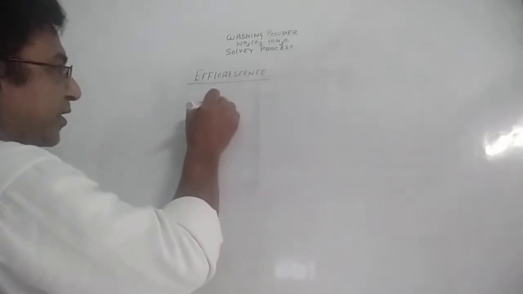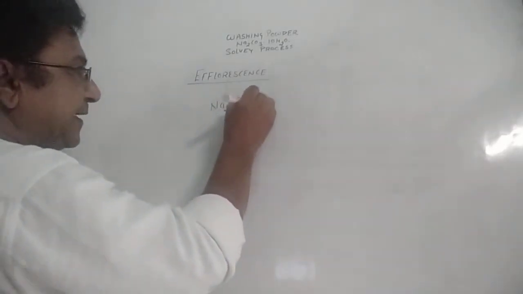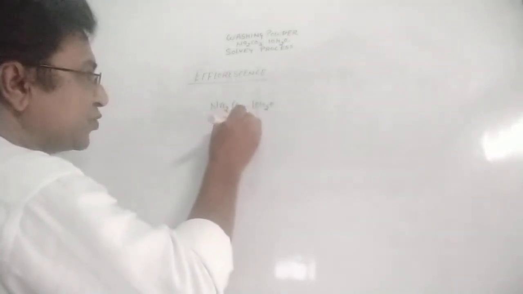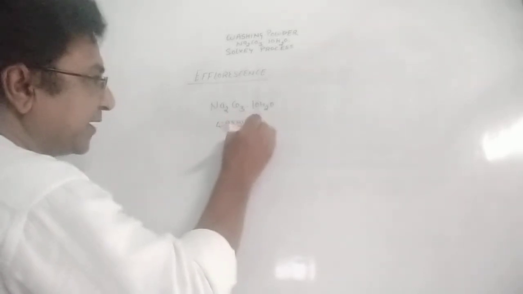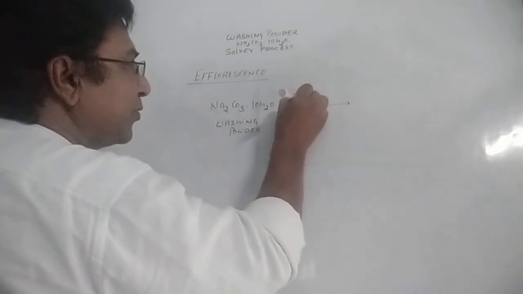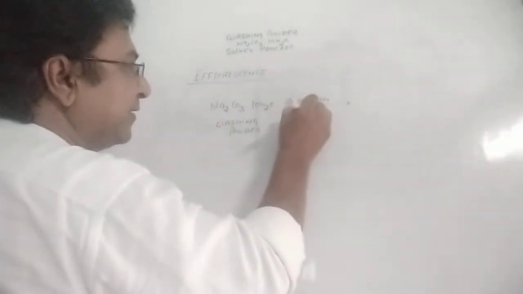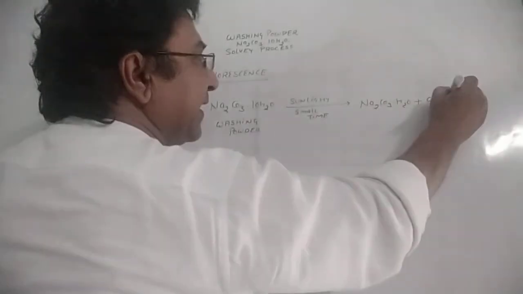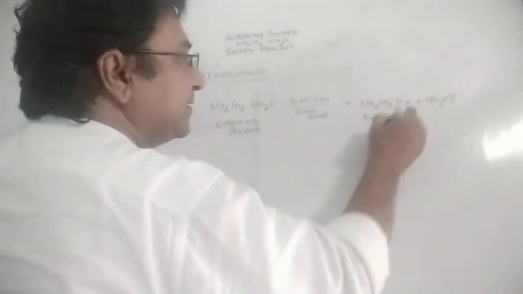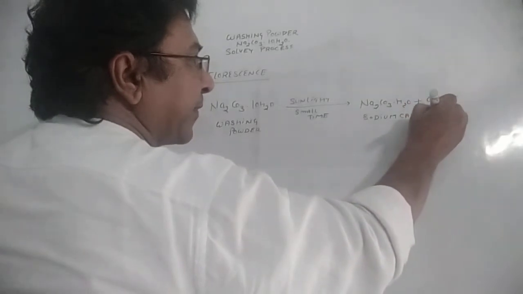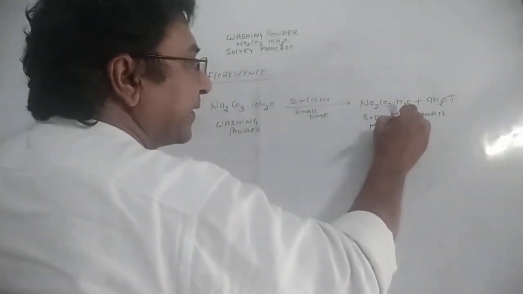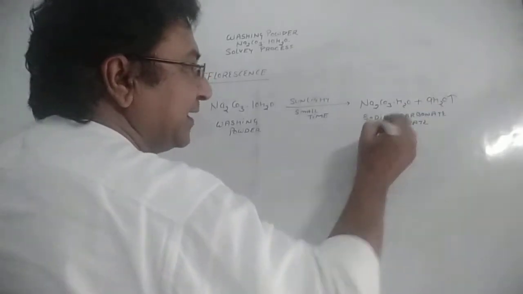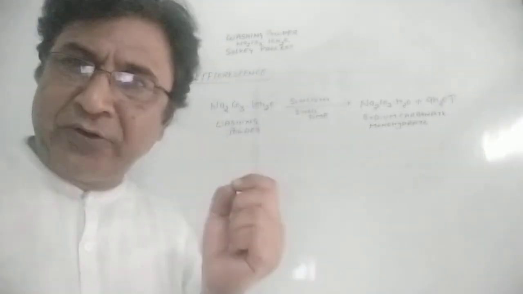Let's talk about it. If washing powder, Na2CO3 sodium carbonate decahydrate, is exposed to the sunlight for some time, a very small time, what happens? 9 molecules of water from this washing powder, Na2CO3 dot 10H2O, get evaporated and sodium carbonate monohydrate is left behind. And this phenomenon is called efflorescence.